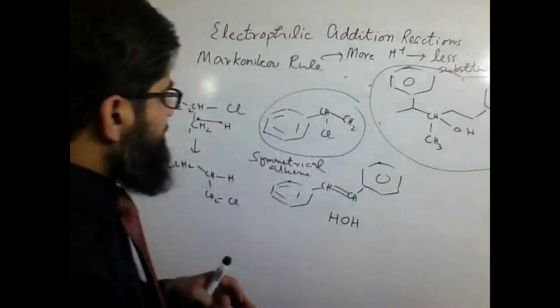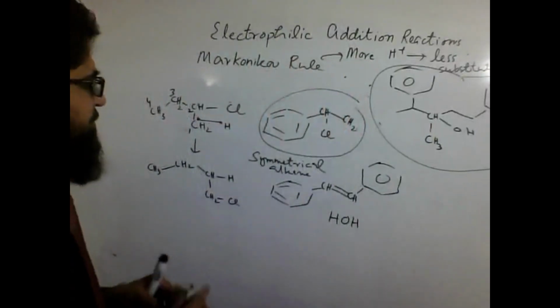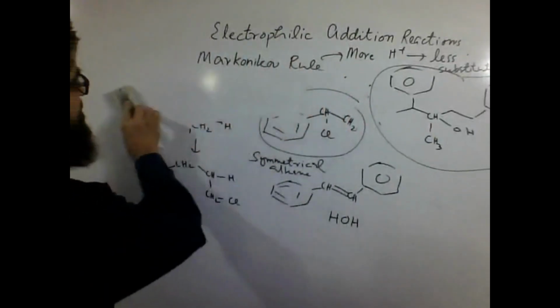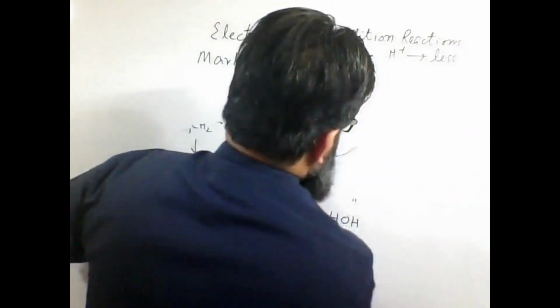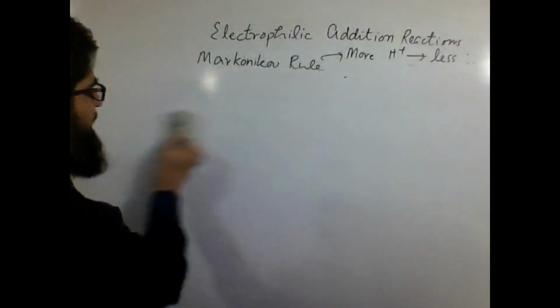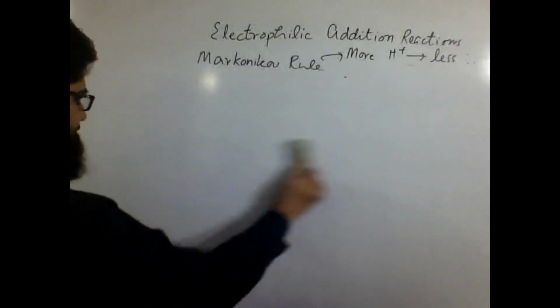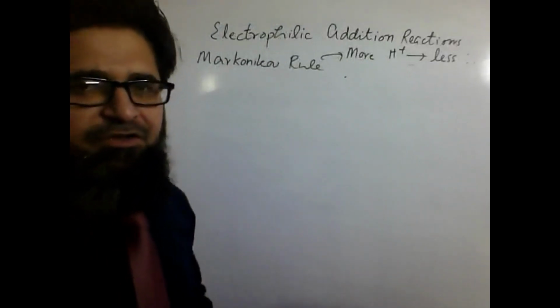You need to consider the Markovnikov rule when the alkenes are unsymmetrical, meaning when the carbons carry unequal number of protons, unequal number of substituents.